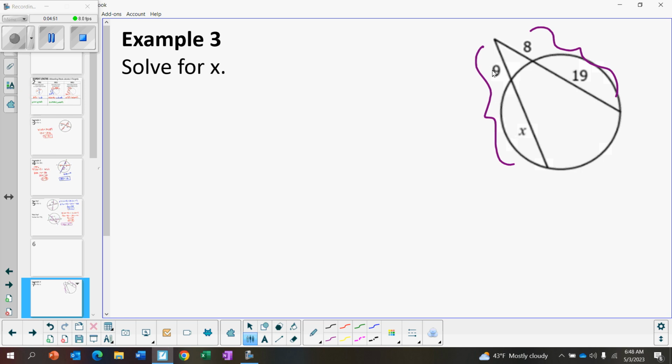So here I'm going to have to add together the 9 plus x, and I'm going to usually put the variable first, x plus 9. And here when I add 8 and 19, I get 27. So now when I do outside times whole, on this segment, the part that's outside is 9, and the whole thing was x plus 9. For the other segment, the part that was outside was 8, and the whole thing was 27.